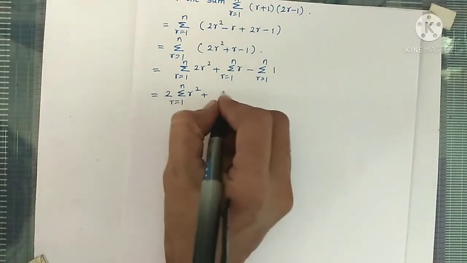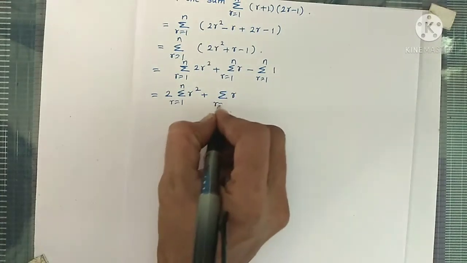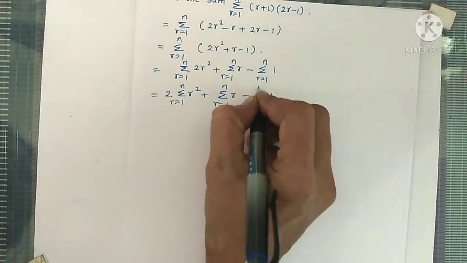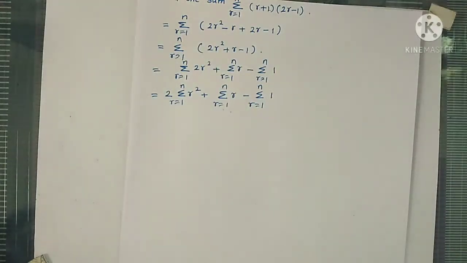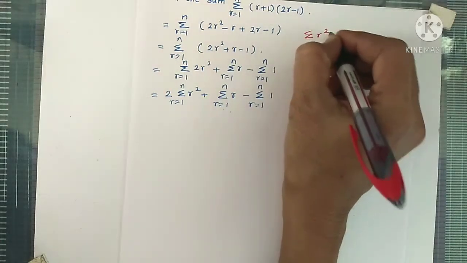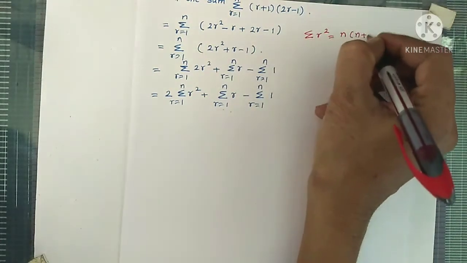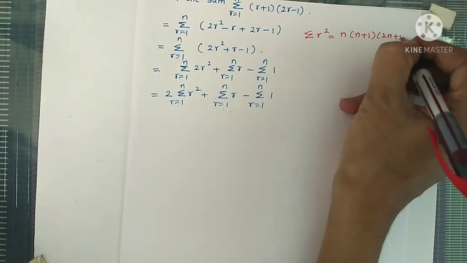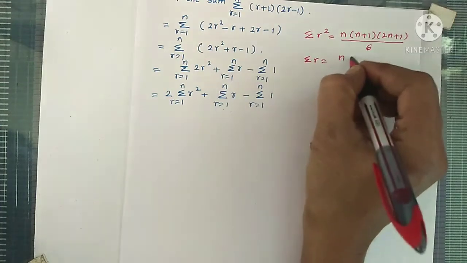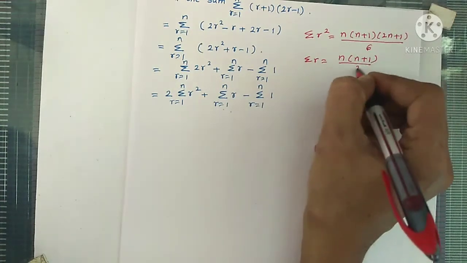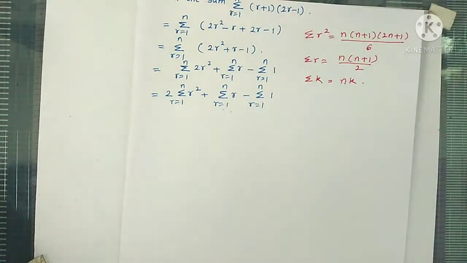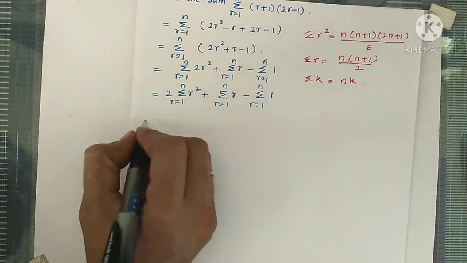Let's write this term as it is: summation r equal to 1 to n, and summation 1, r equal to 1 to n. Now, we have the formula for summation r square. Summation r square is n (n plus 1)(2n plus 1) upon 6. And summation r is n (n plus 1) upon 2. And summation of only a constant is n into k. So let's use all the three results here.